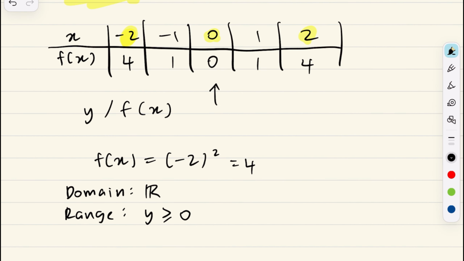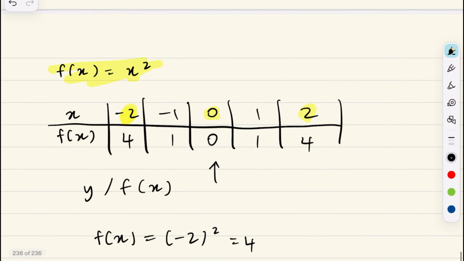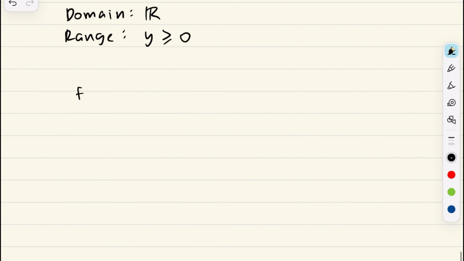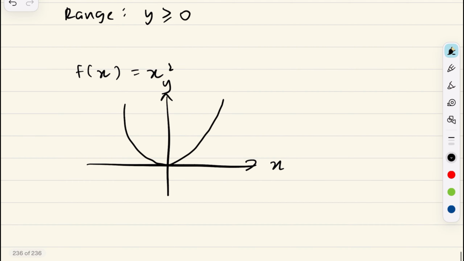Now, an easy way to visualize this is by drawing a graph. So here our function is f of x equals x squared. And if we were to draw it out, this is going to be our x axis. This is going to be our y axis. We're going to get a curve like that. Sorry, my drawing is a little off.